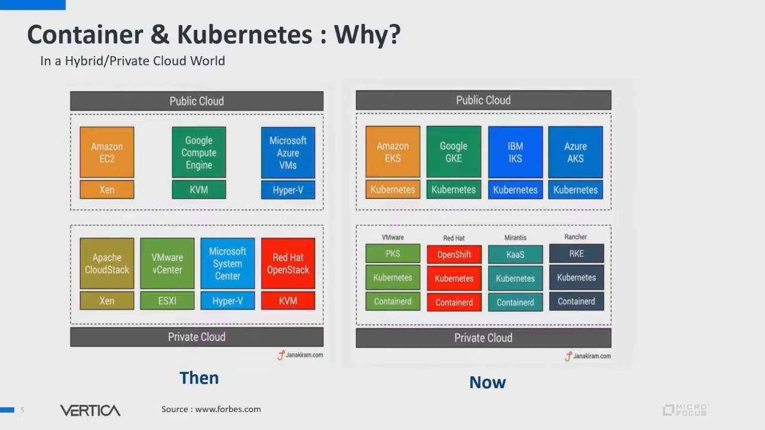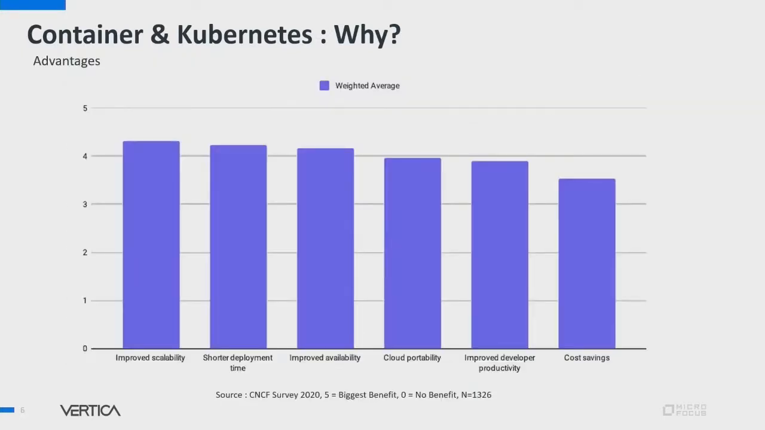And one key reason why organizations are adopting containers and Kubernetes is because they are increasingly adopting microservices within their enterprise architecture. So what are the benefits of using a container and Kubernetes? Based on the latest CNCF survey, improved scalability, shorter deployment time, and improved availability are the top reasons why organizations are going for containers and Kubernetes.